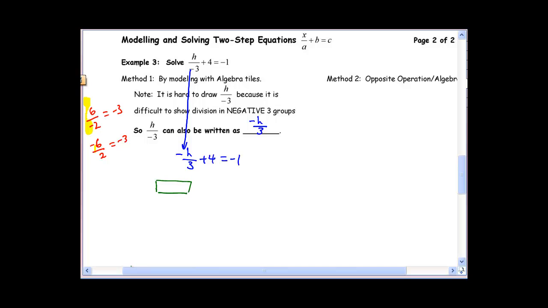There's my negative rod split into three groups. We're just curious about one of them. Plus four for solid red squares. One negative red square. Gotta take away four solids. I don't see any four solids, so hello. Zero pairs.